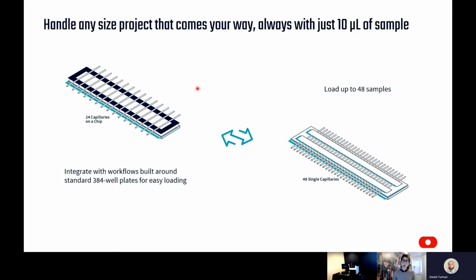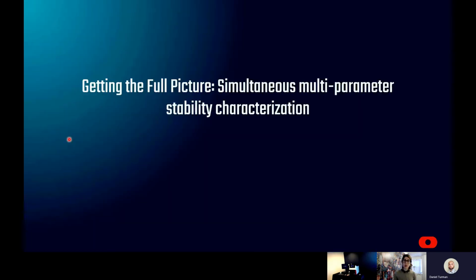The Panta also comes with an exchangeable sample tray, which Dan will show you in a bit, and this allows you to load up to 48 individual capillaries, or we have a capillary chip, which has 24 capillaries pre-mounted to the chip, which will allow you to load samples simultaneously. These chips and capillaries are exchangeable, which allows the Panta to adapt to any workflow.